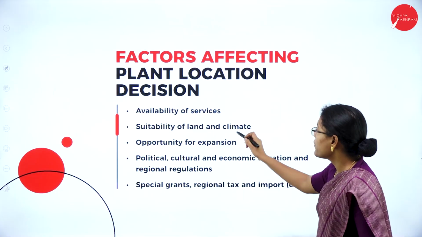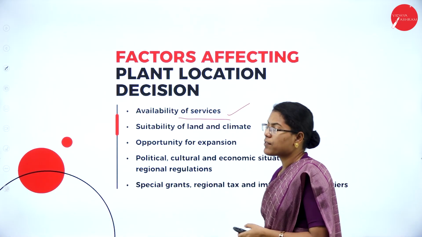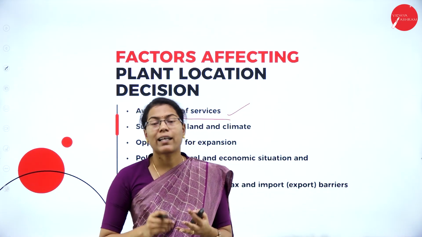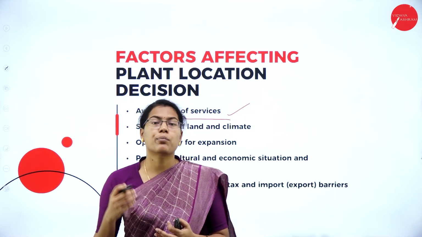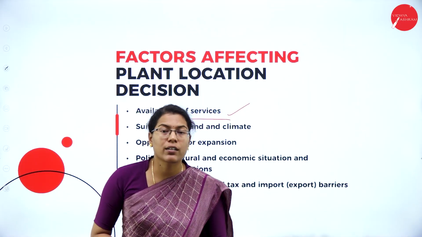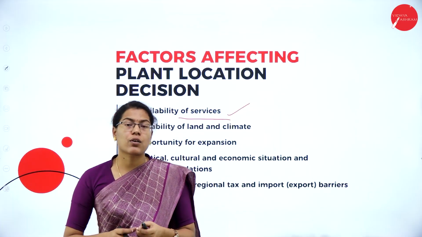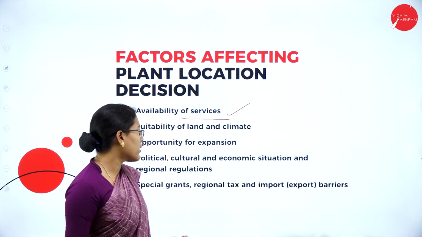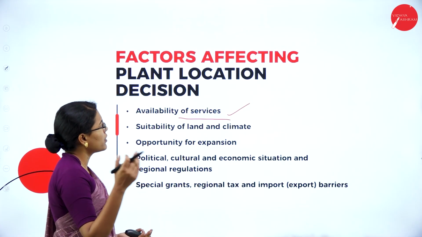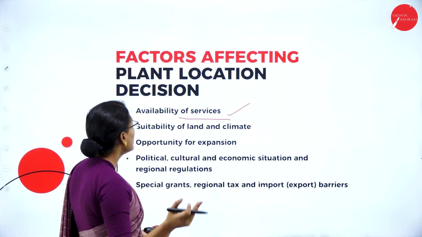Availability of services. Here, availability of services like water, electricity, gas, etc. are necessary for the production unit. Also other facilities like drainage or waste disposal systems and the communication system in that area affect the decision of choosing a location.